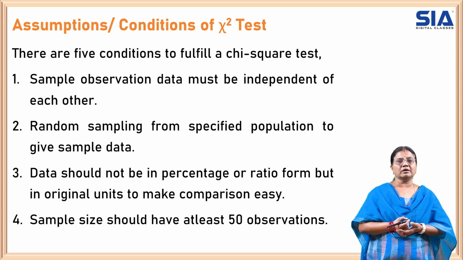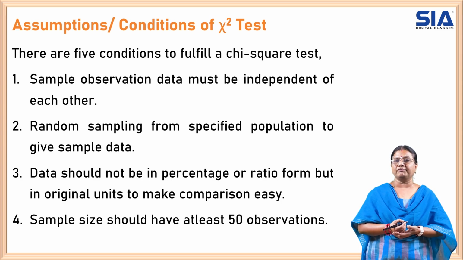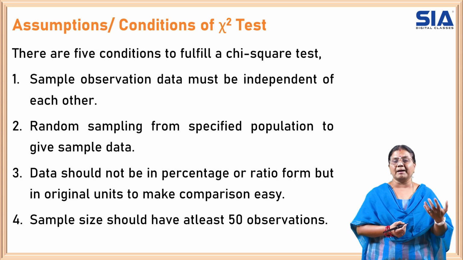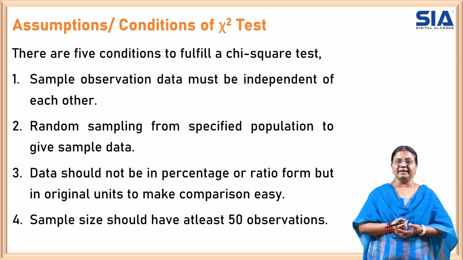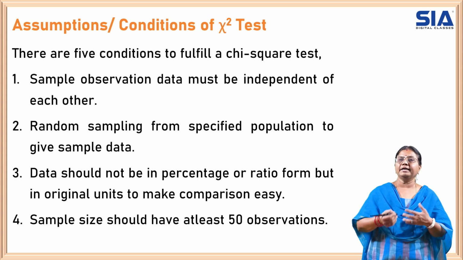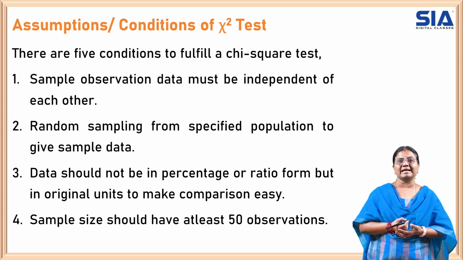The assumptions or conditions of the chi-square test: there are 5 conditions to fulfill. First, the sample observation data must be independent of each other. So whatever observations we are taking, they must be independent of each other. Second, random sampling from the specified population gives the sample data. So here random sampling will be taken from the specified population. We already discussed in the previous videos what a random sample is.